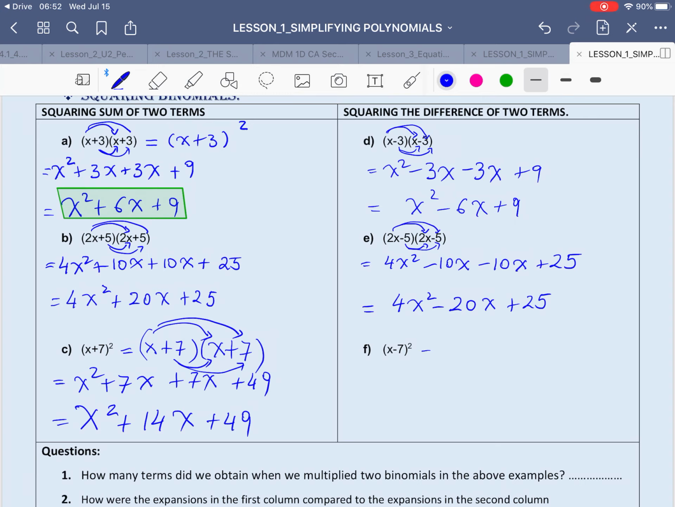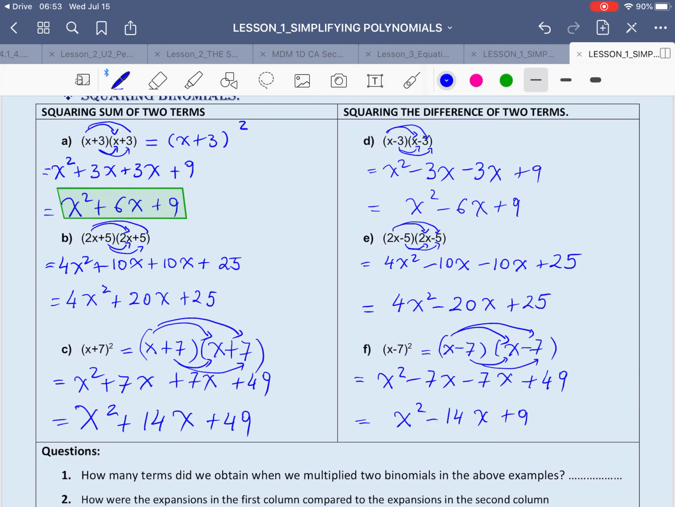Last question, x minus 7 squared. So we had x plus 7 squared before. So x minus 7, x minus 7. So x squared. Now minus 7x. Minus 7x again. And then plus 49. Simplified form is x squared minus 14x plus 49. And there we go. We are done.